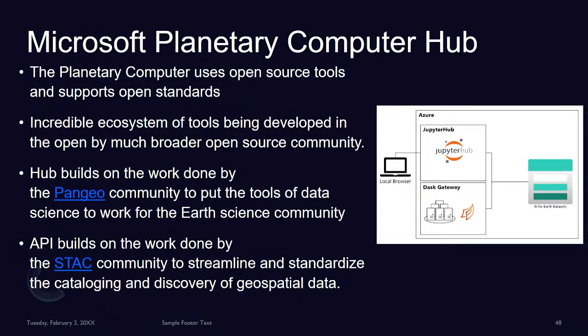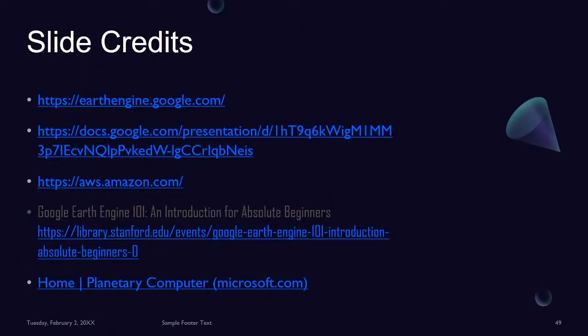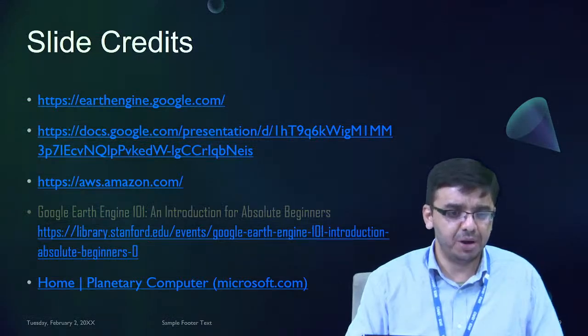The APIs are built on the work of the STAC community. All the APIs are based on STAC, the spatiotemporal asset catalog. STAC is for streamlining and standardizing the cataloging and discovery of geospatial data. So all the APIs are based on STAC, Google Earth Engine, and Microsoft Planetary Computer. The slides here are taken from the Earth Engine, Microsoft Planetary Computer, and Google Earth Engine AI introduction.